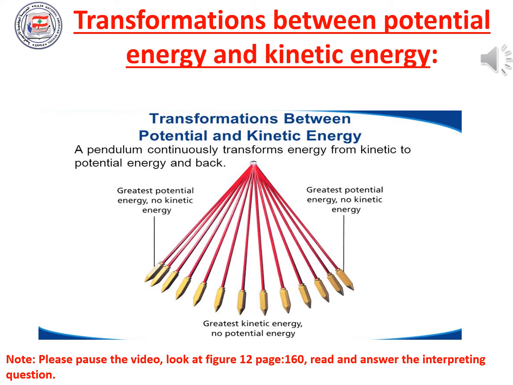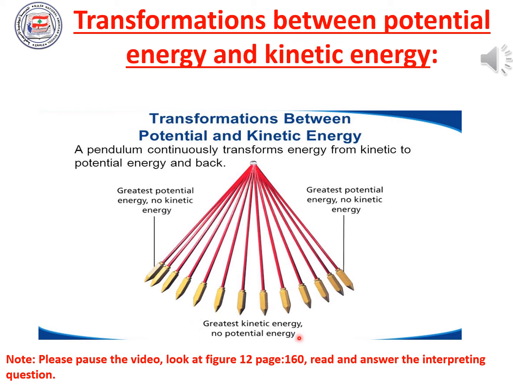In the third example for transformations between potential energy and kinetic energy, we have a pendulum. A pendulum is a device like the one you can see in the figure in front of you. It is like the one used in grandfather clocks, so it goes back and forth. At the highest point, the pendulum has greatest potential energy but no kinetic energy.